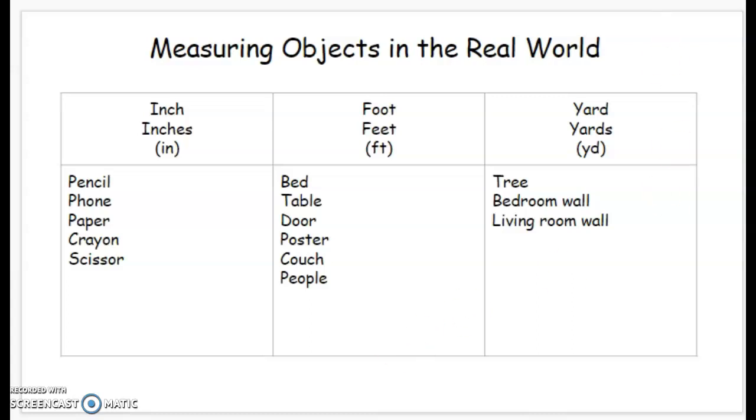And then yards over here. Yards are, if we can remember, 3 feet, which is 3 rulers. So you want to measure something big in yards, maybe a tree, or the bedroom wall, the whole length of the wall, or your living room wall.